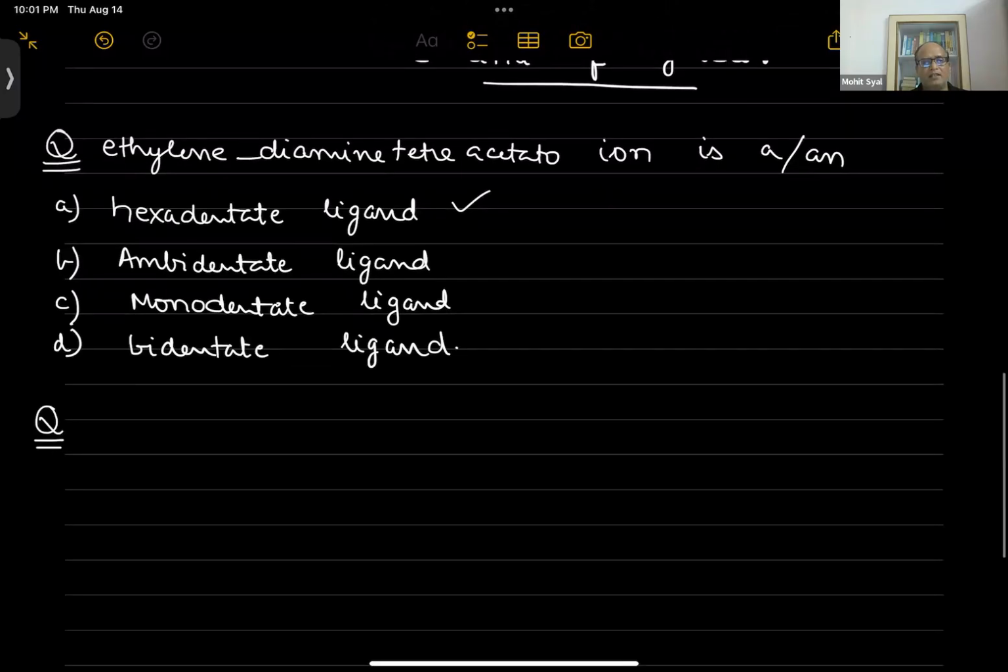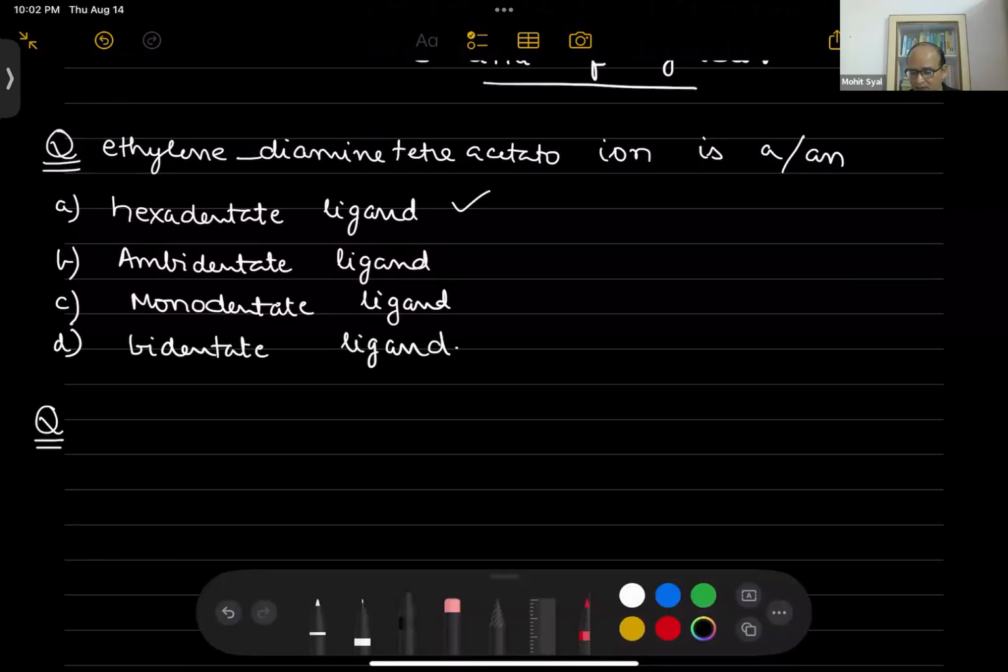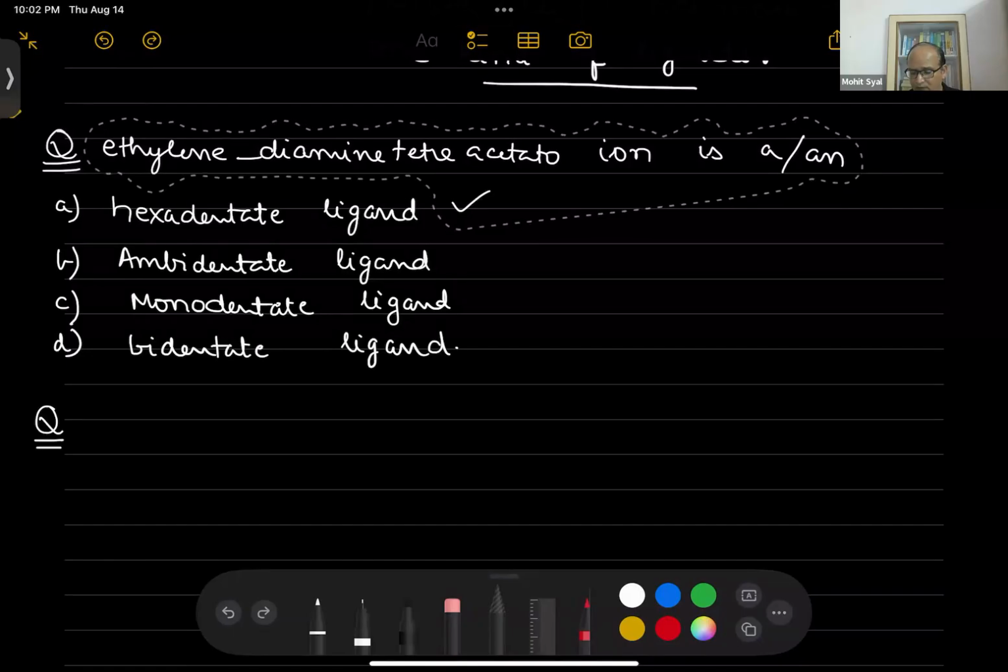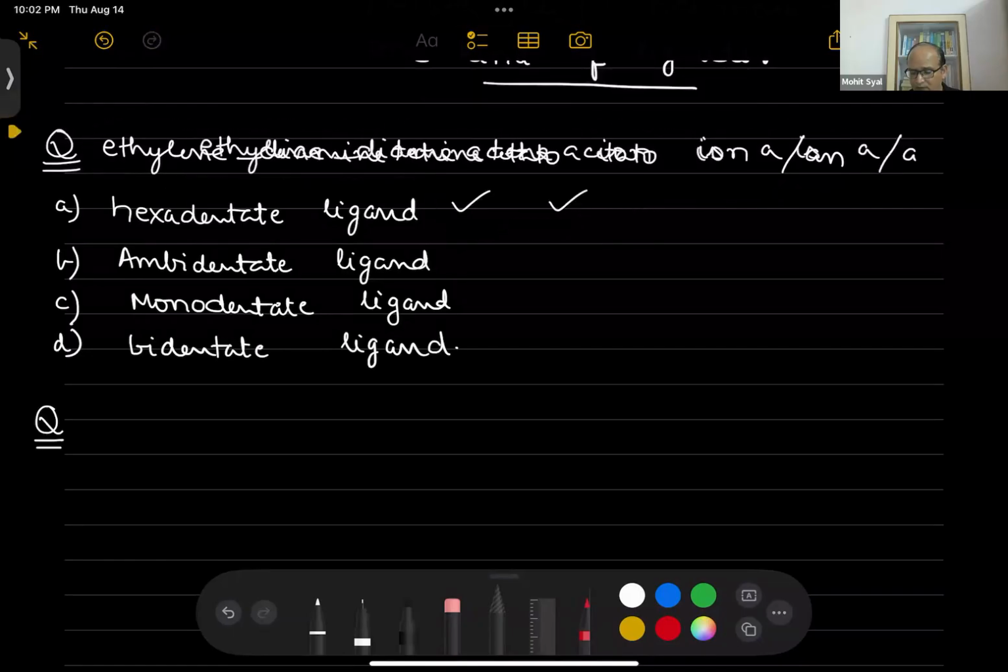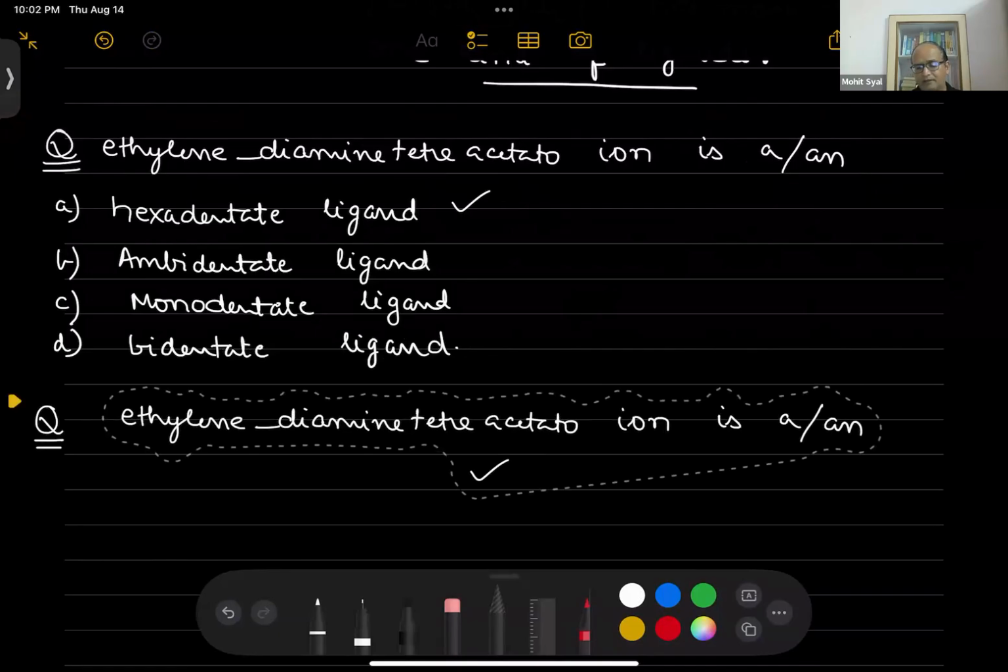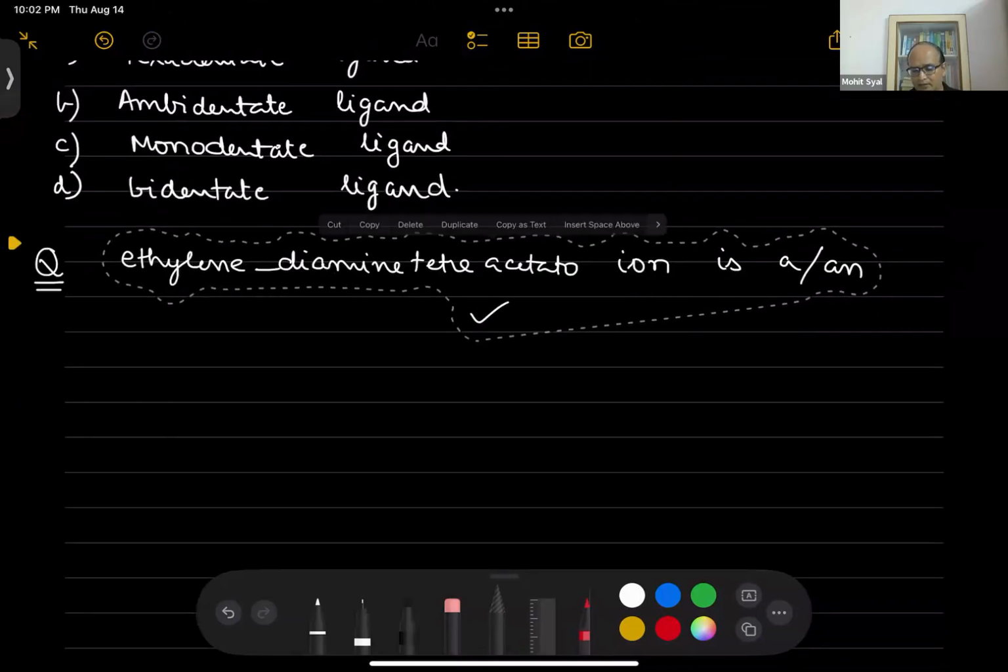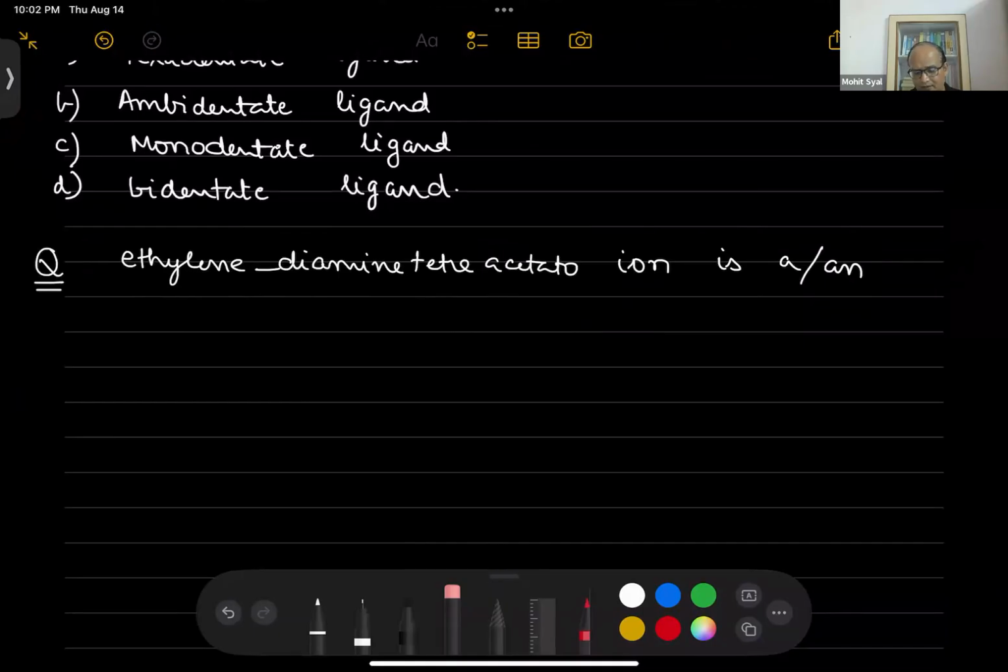again it was there in 2021, and it was asking along with the denticity. In 2021 they also asked about the donor sites. So the question part was the same, but they asked about the donor sites. What are the donor sites, right? Meaning the atoms which are actually trying to give the lone pairs, that they have asked. Okay, so it is a very important complex ligand.